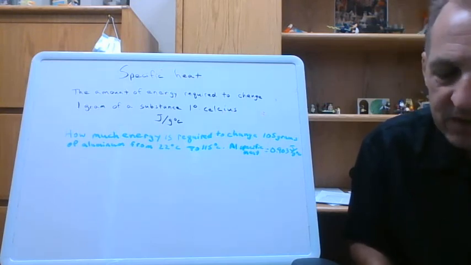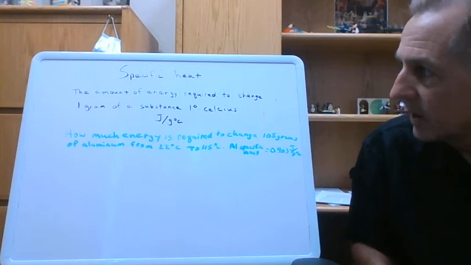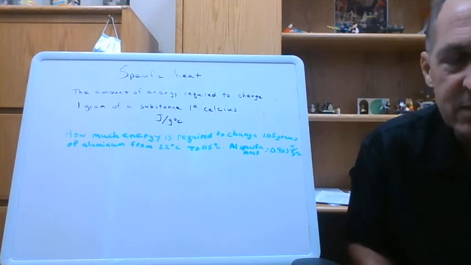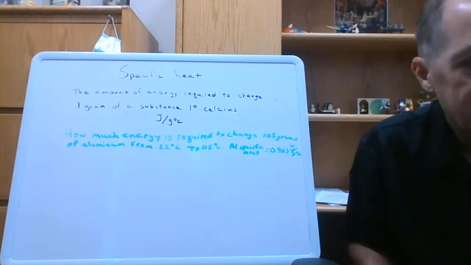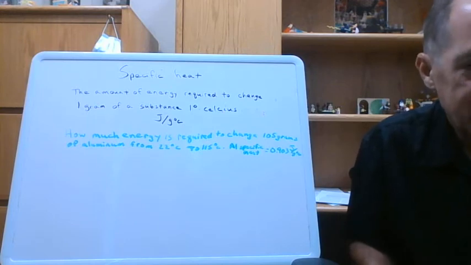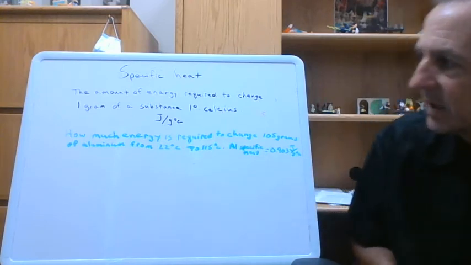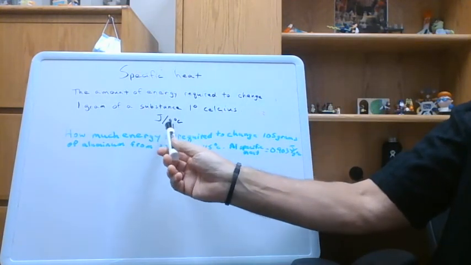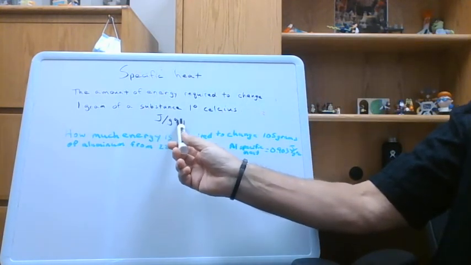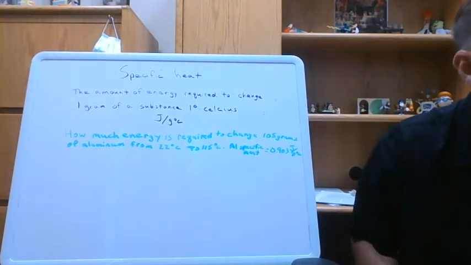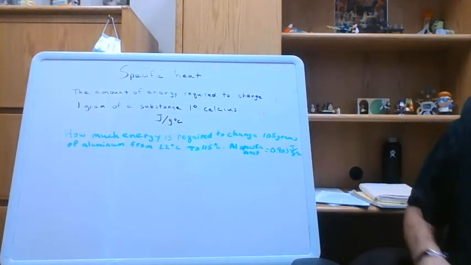So remember, specific heat is the amount of energy required to change 1 gram of a substance 1 degree Celsius. So the specific heat is specific to a material, and the units are joules per gram degree Celsius. So the amount of energy is in joules, the mass is in grams, and the change in temperature is degrees Celsius. So let's look at this problem.